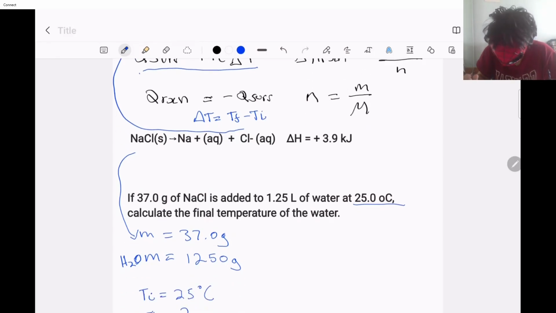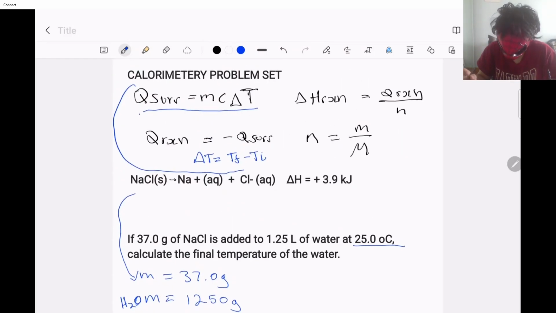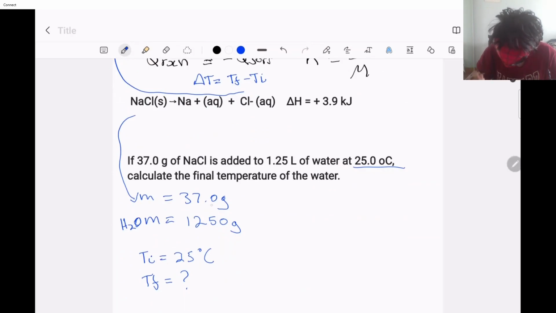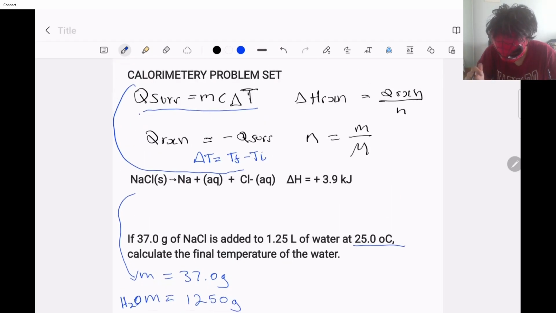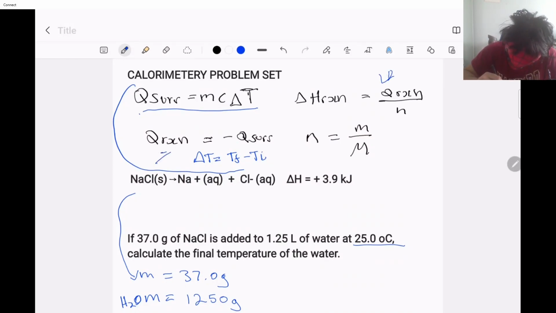So now that we have this in mind, let's solve. We need to get to Q surroundings. We don't have Q surroundings, but we do have mass, and we have the enthalpy of the reaction. With mass, we can calculate the amount of moles by using molar mass, and then we can sub into this equation to isolate for Q reaction. Q reaction will then allow us to find the Q surroundings, and then it will help us to isolate for delta T in this equation right here.